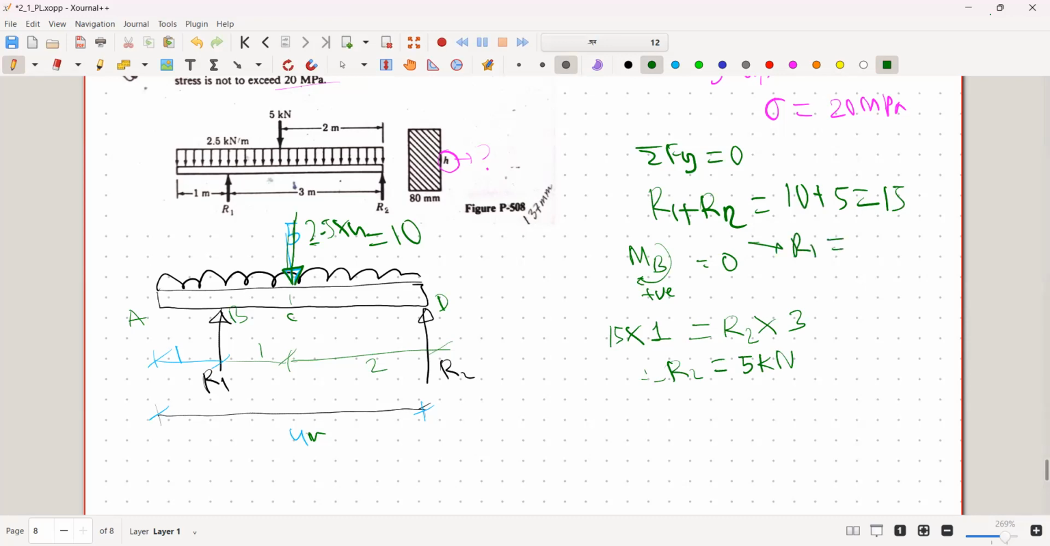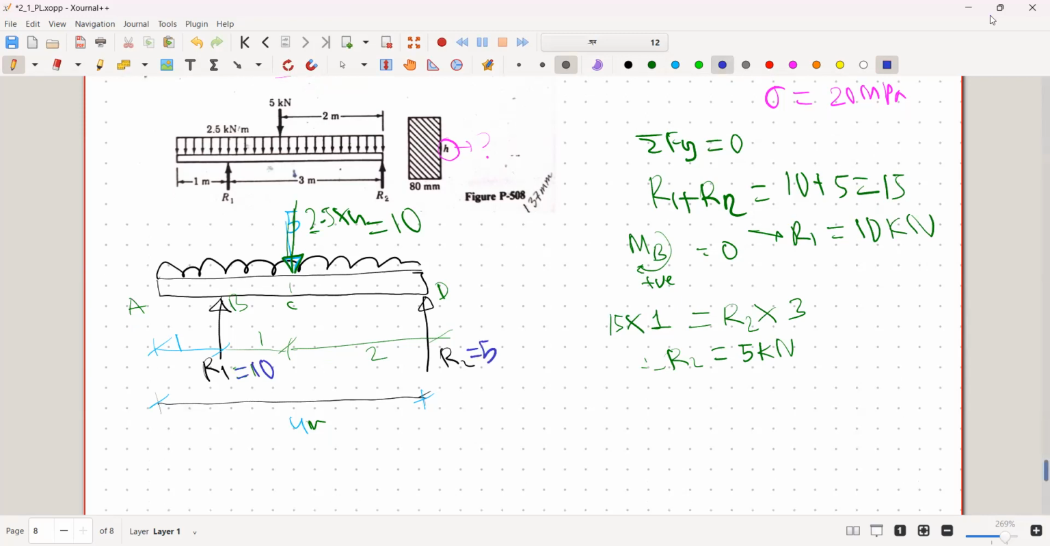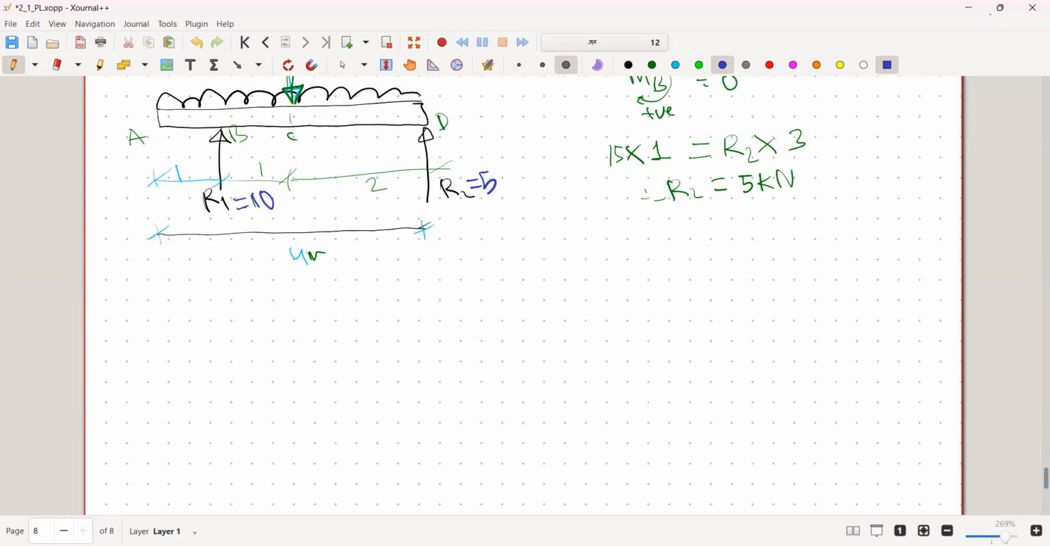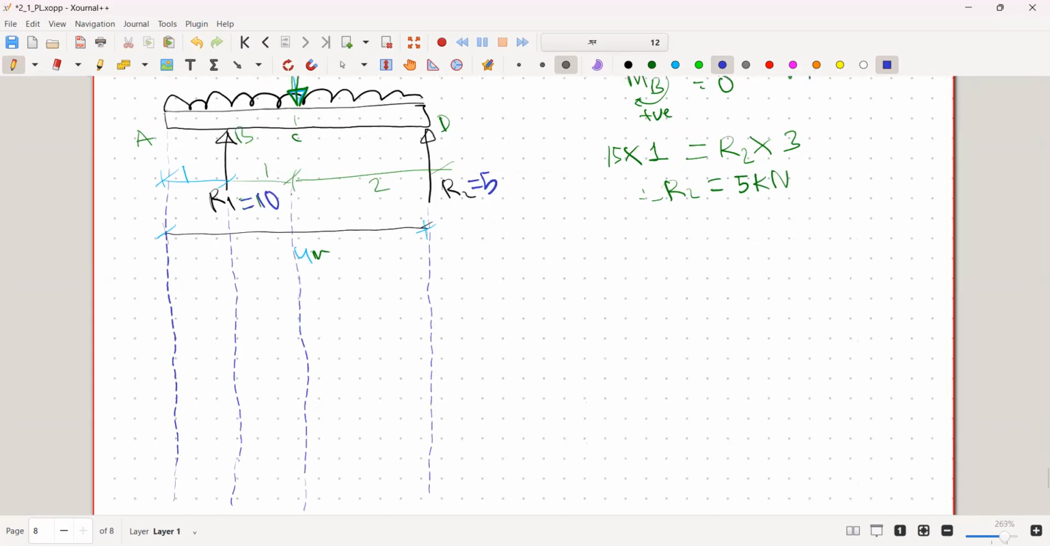So from here we can say R1 must be 10 kilonewton. So we plug in the values: this is 10 and this is 5. Now quickly draw the shear force diagram here. For the shear force diagram, we have to draw it in cycles so that we can make sure the diagram is perfect. Like this, a little bit helpful.